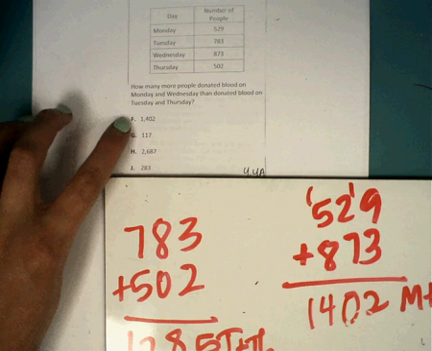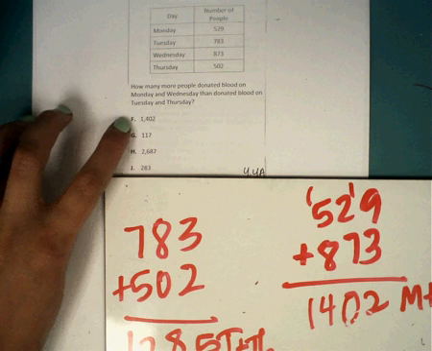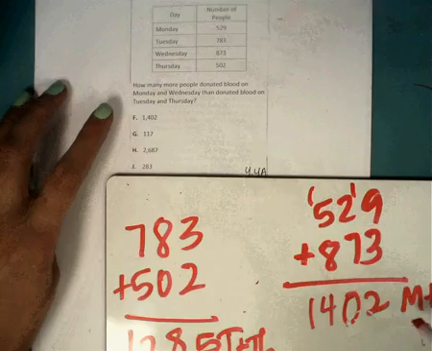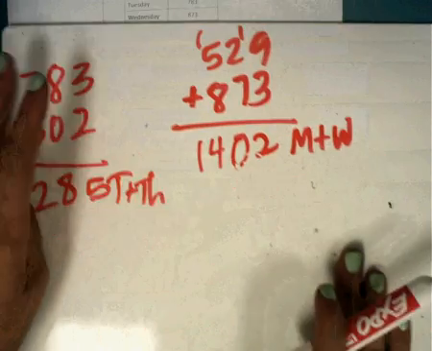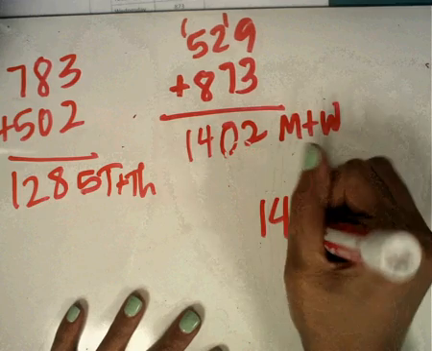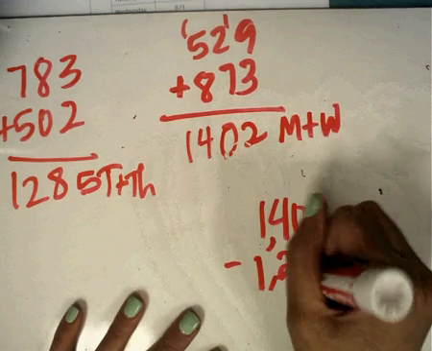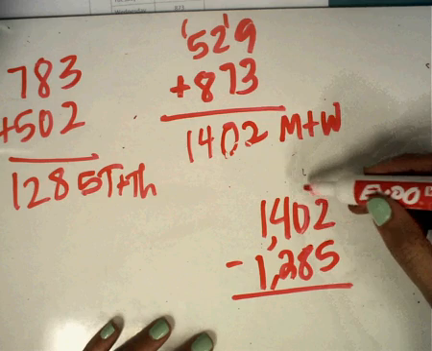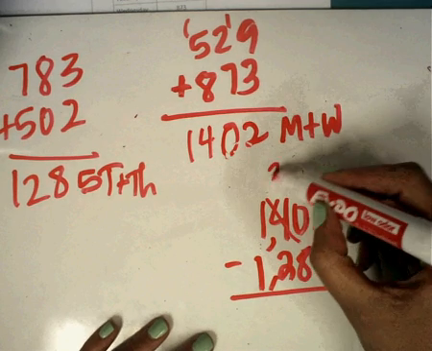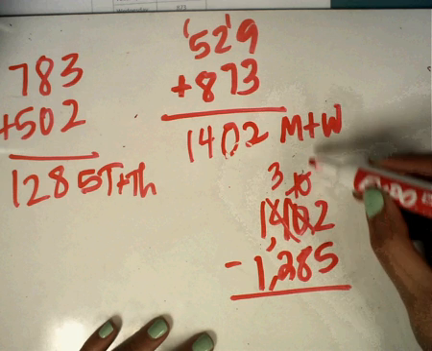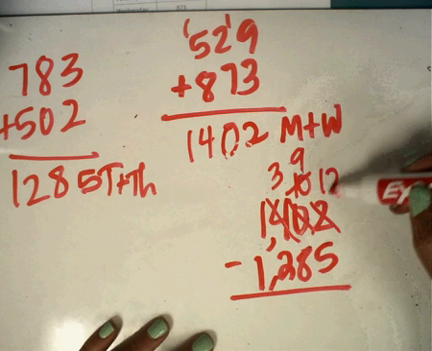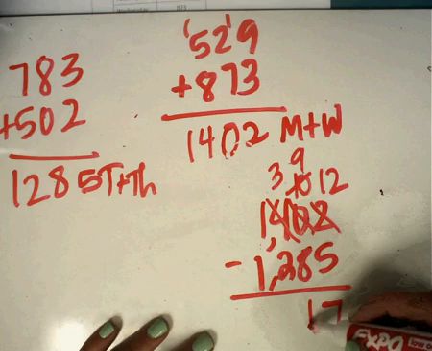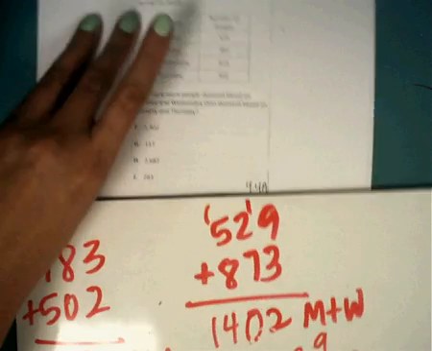The question wasn't how many people donated blood on Monday and Wednesday. It's how many more donated on Monday and Wednesday than on Tuesday and Thursday. So now I need to subtract because I know how many more means I'm subtracting. So I'm going to do 1402 minus 1285. 2 minus 5. Can't do it. Can I borrow from the 0? Nope. Can I borrow from the 4? Yep. 4 becomes a 3. 0 becomes a 10. 10 becomes a 9. 2 becomes a 12. So 12 minus 5, 7. And 9 minus 8, 1. 3 minus 2, 1. So there are 117 more people donated blood Monday and Wednesday together than on Tuesday and Thursday together. Okay? So the answer is G.